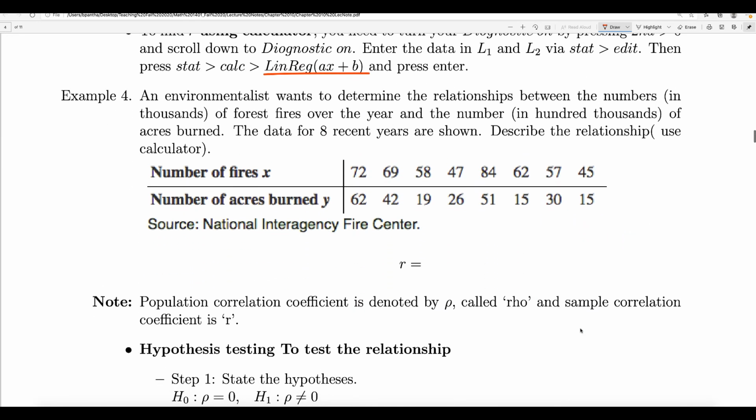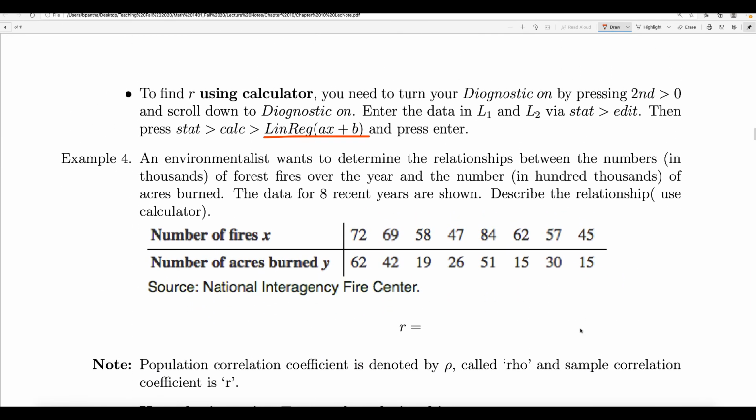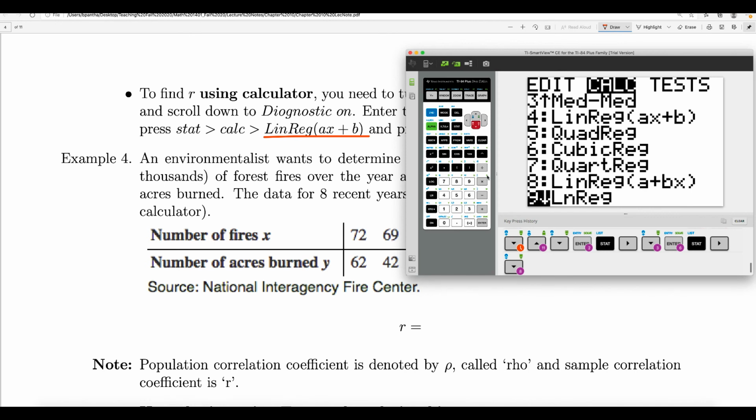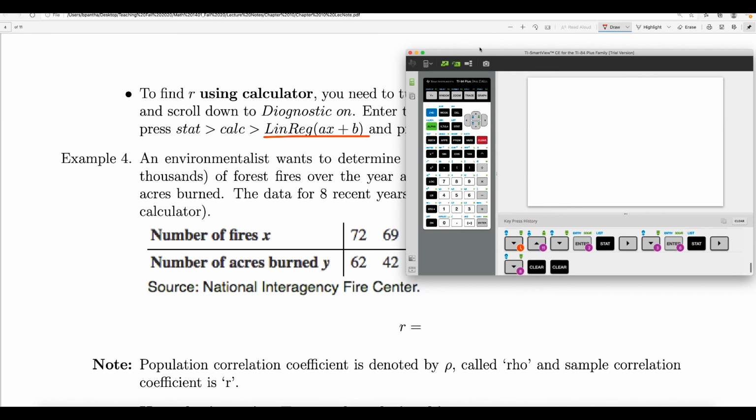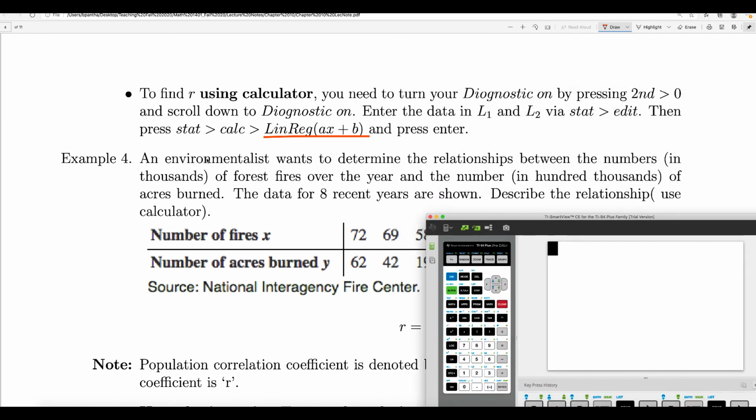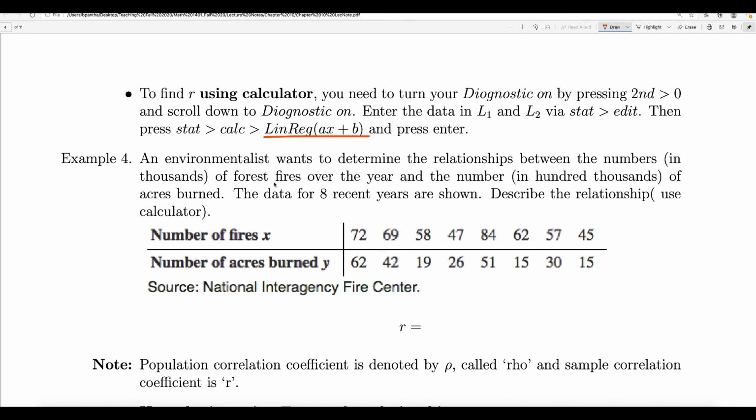Let us do one more example using the calculator, okay guys? So I want to enter this in my calculator and then find out R. Let us do that. So first of all, I want to read the question. So let me clear everything that I have. So the question says that an environmentalist wants to determine the relationship between the number in thousands of forest fires, number of forest fires in a year, and the number of thousands of acres burned, okay? So number of thousands in the forest fire and number of thousands in the acres burned.